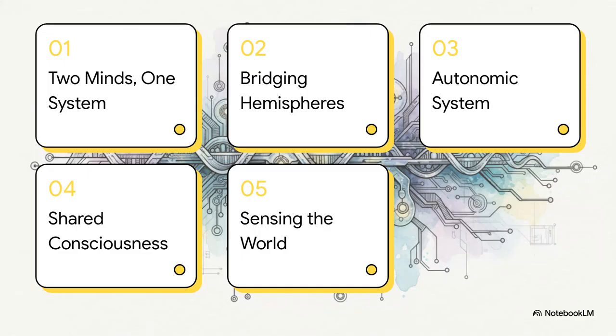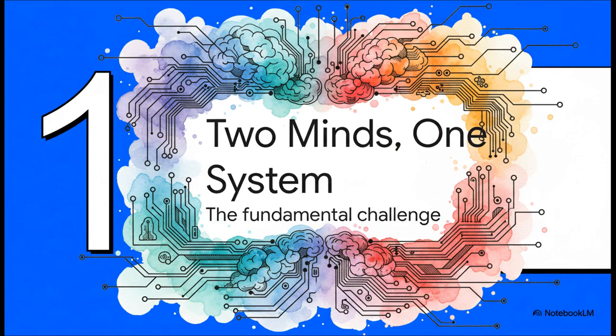So here's our game plan. We're breaking this tour down into 5 key parts. We'll start with how the system has 2 minds, then see how they're wired together. After that, we'll explore its autonomous heartbeat, get our heads around its unified memory, and finally, look at how it actually senses the world around it. Okay, let's dive right in.